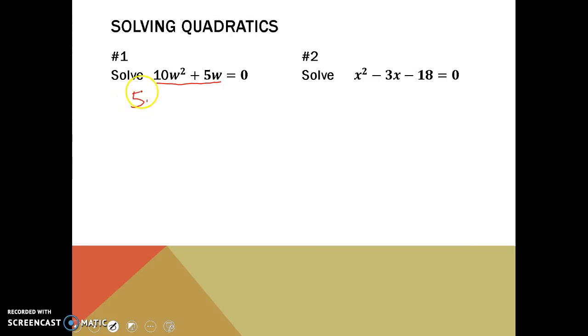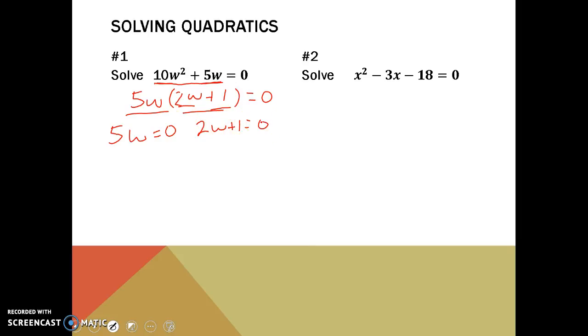So I'm going to pull out a 5 and a w, and then I'm going to multiply the 5w times two things that give me these two things. So 5w times 2w is 10w squared, and then 5w times 1 is just 5w. So I've factored this by pulling out the GCF, greatest common factor, and now I have two things. This times this is equal to 0, and if that's the case, one of those two things has to be equal to 0, which means either the 5w is 0 or the 2w plus 1 is equal to 0.